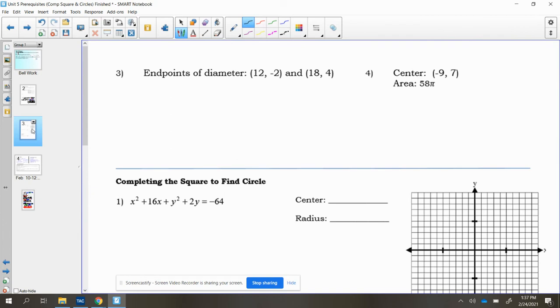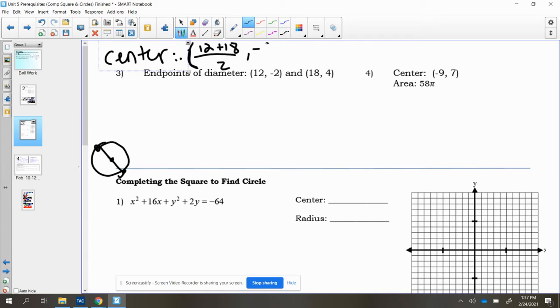Now, the next example, notice, gives us the endpoints of the diameter. So when we think about our circle here, we have the endpoints of the diameter, which means that we don't have the center and we don't have the radius given this time. So this time we're going to need to do two things: find that center and find the radius. So the center is going to be directly in between these two endpoints of our diameter. So you're going to add up your two x values and divide by 2. So 12 plus 18 divided by 2, and then negative 2 plus 4 divided by 2.